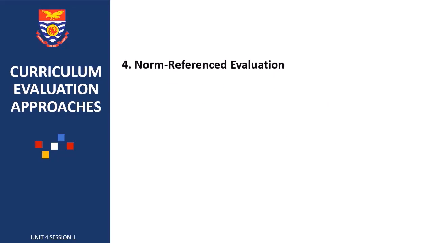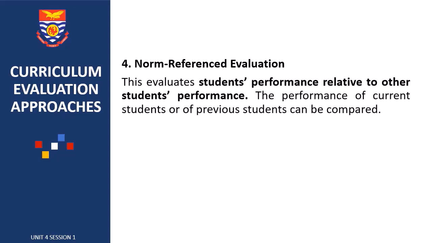The norm reference evaluation is our next type we want to look at. In this type of evaluation, the performance is evaluated relative to others' performance. For example, you can evaluate your student's performance relative to the other students in the same class. Or you can even compare the performance of the current students to the previous students. That is what we mean by a norm reference evaluation.